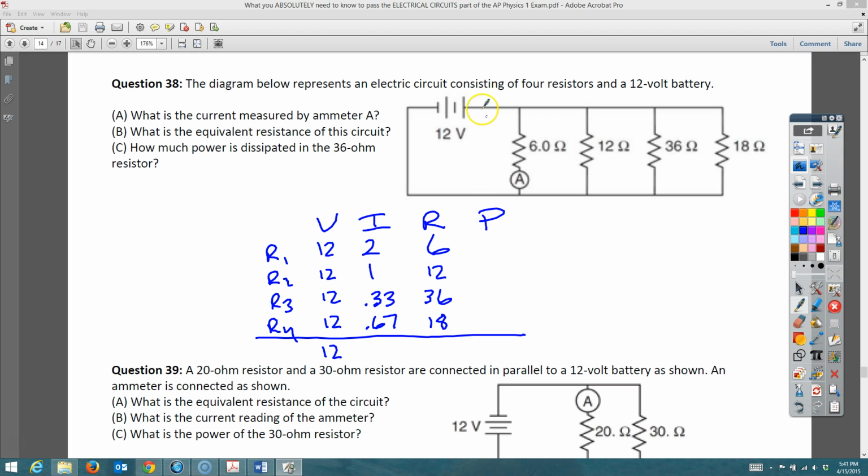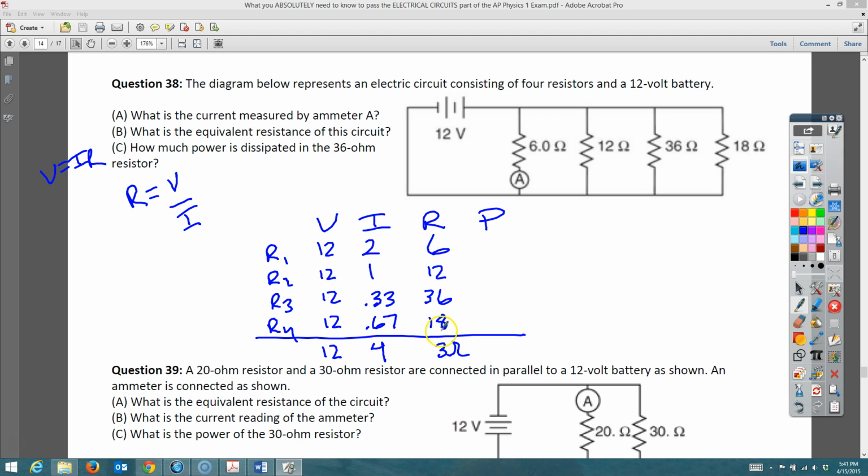We also remember that the current going in needs to be the current going out, so it should be the sum of all these added up. 0.67 plus 0.33 gives me 1. Plus 1 is 2, plus 2 would be 4, so this is 4. Now we can easily find the resistance by just using our resistance is equal to, well, remember V is equal to IR, and so our resistance is equal to V over I. So our voltage is 12 divided by 4, that gives us 3 ohms.